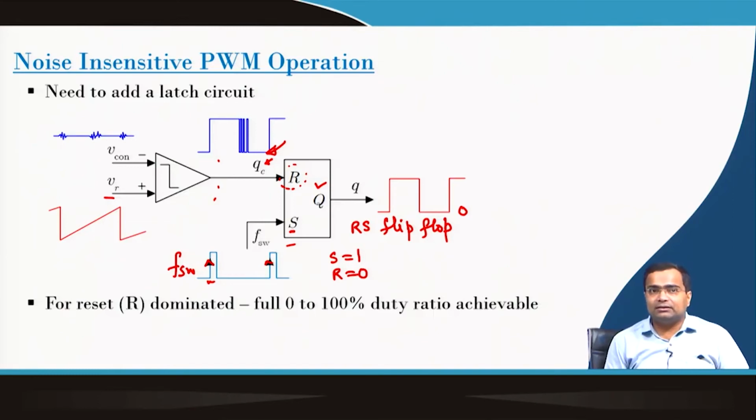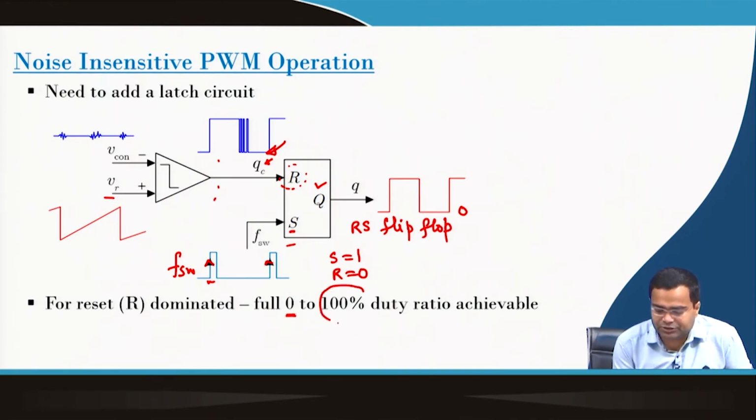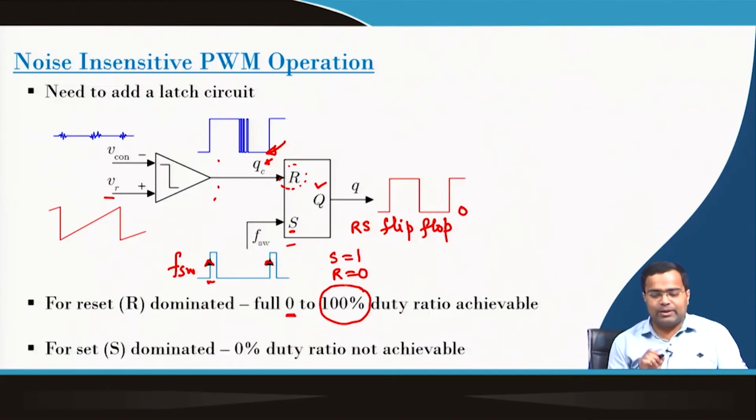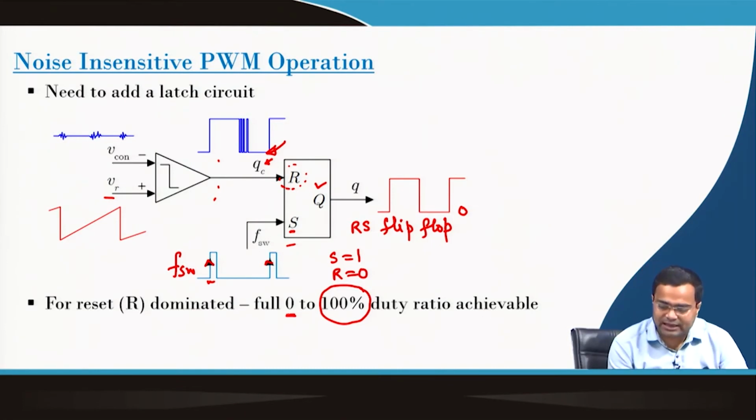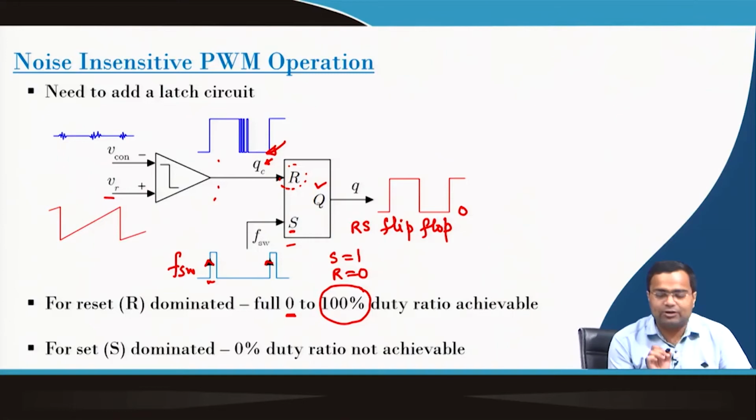But for reset dominant, we can achieve 0% duty ratio, but how is 100% duty ratio achievable? Then you have to make set dominant. 100% duty ratio is achievable when you make set dominant. So, for this case you can get 0 to 100% duty ratio.